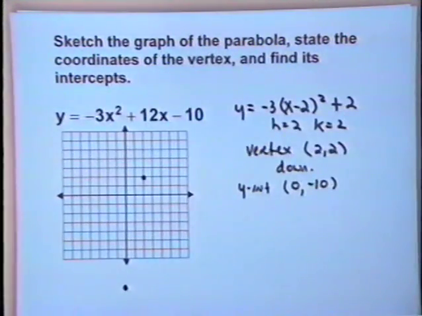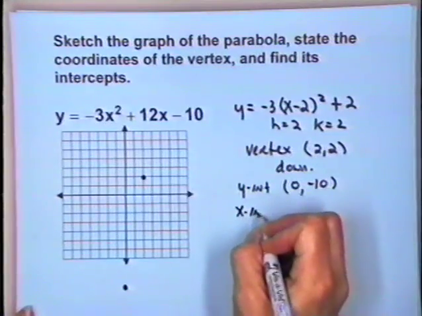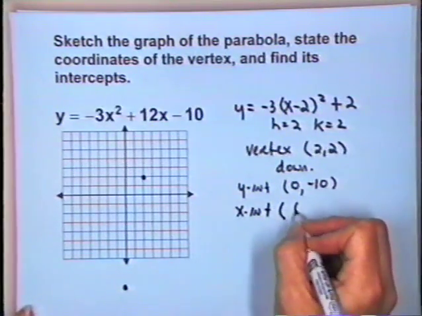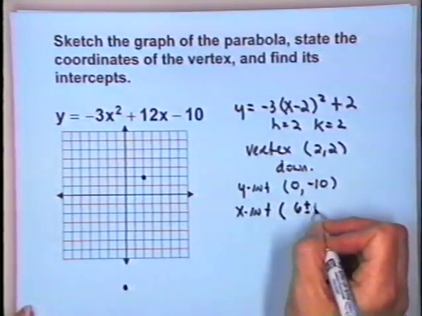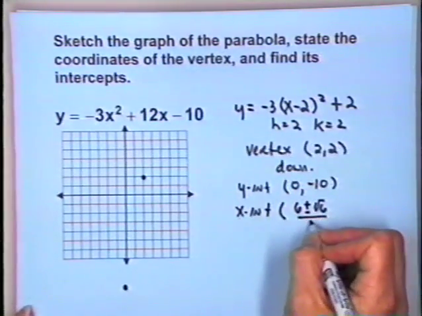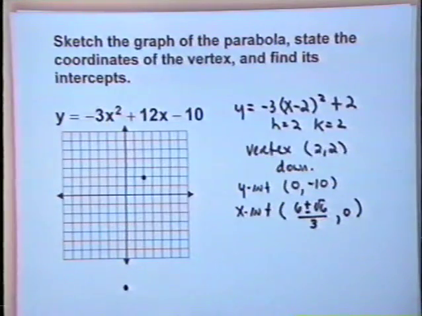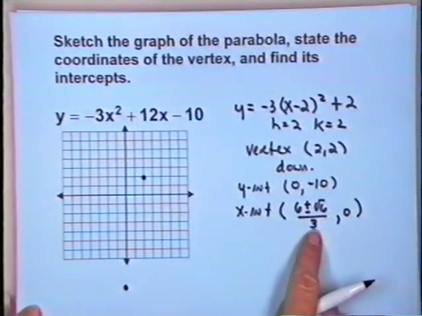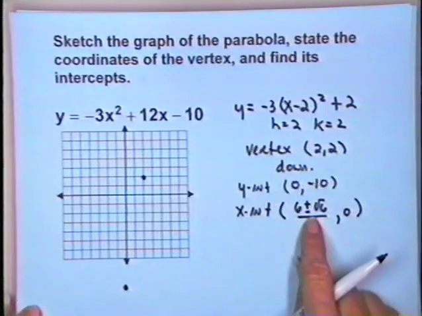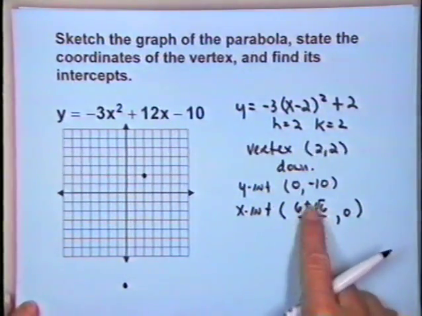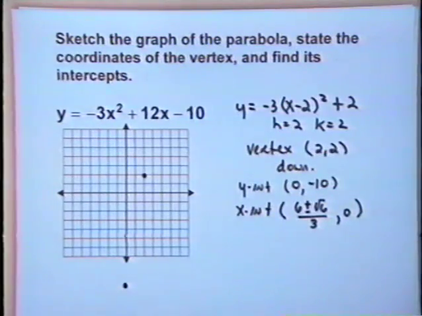Okay, let me put down then our x-intercepts. We had 6 plus or minus the square root of 6. This was all divided by 3, and y was 0. By the way, remember that I cannot cancel this 3 with this 6 because my numerator does not have a common factor of 6. I can't factor anything out up here, so that doesn't reduce.